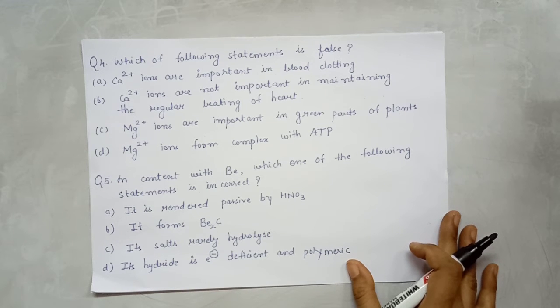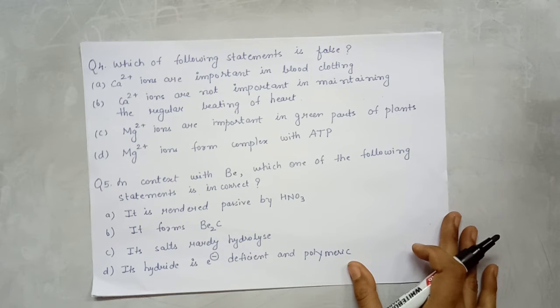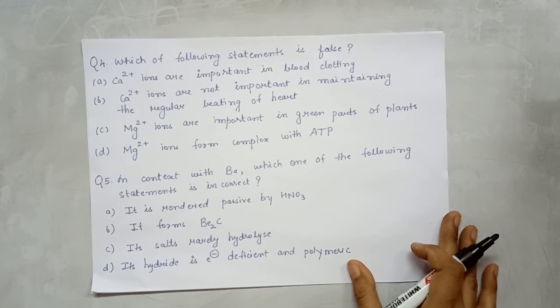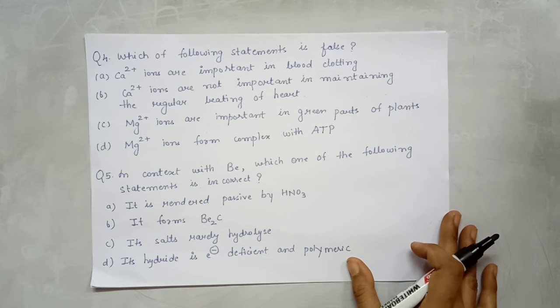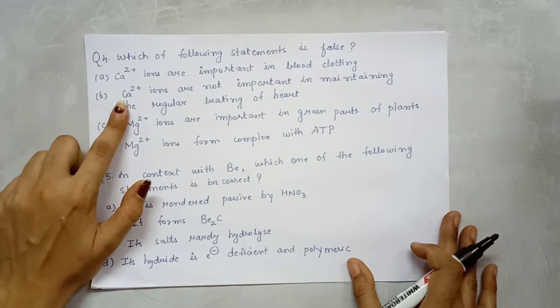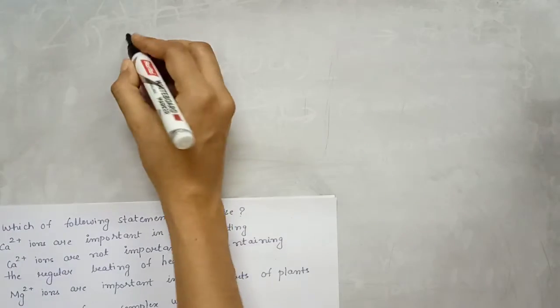Magnesium 2+ ions are important in green parts of plants, which is correct. Magnesium 2+ ions form complex with ATP. So the second option, which is the Ca2+ ions are not important in maintaining the regular beating of heart, is the incorrect one. That means B will be the incorrect option. Option B. Okay.